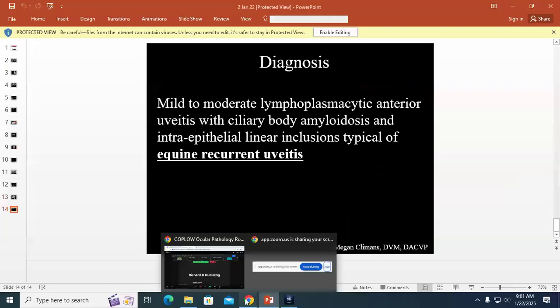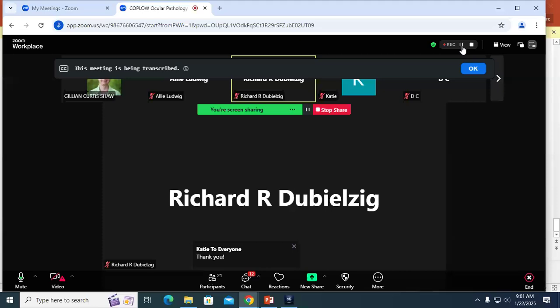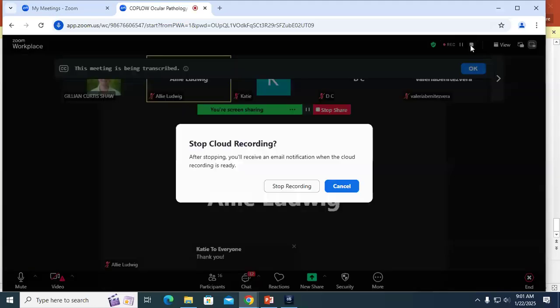Wait. Go to Google Chrome. This button? This button? Mhm. This button?